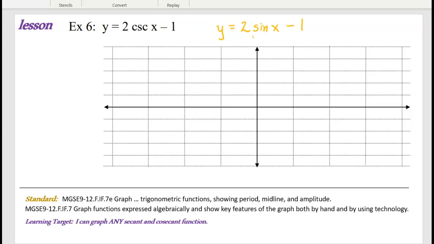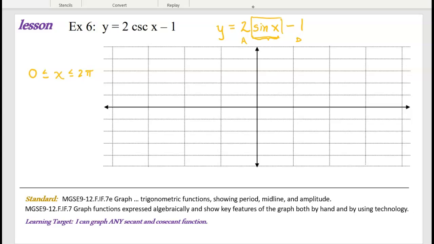All right, so be careful because you don't see parentheses. Your argument is only x. So we're looking at sine of x times 2, that's my a value, minus 1 on the outside of the function, that is your negative 1, your d value. Because your argument is x, we're going to graph one full period.